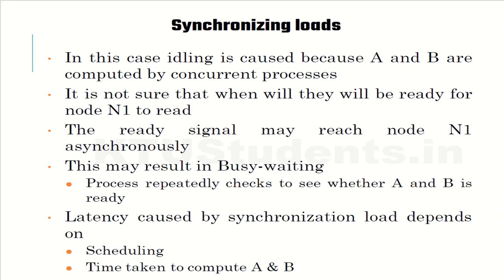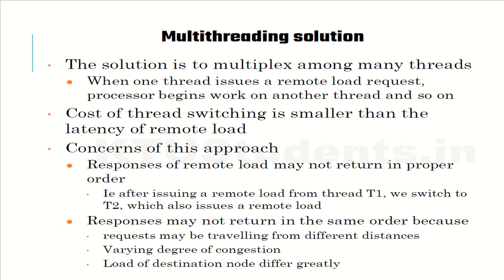Now let's talk about the solution. The first solution proposed was multi-threading. As we know, the solution is to multiplex among many threads, which means when one thread is issuing a remote load request, the processor understands that this is a remote load, it may take time, so I can switch to another thread. So when one thread is issuing a remote load request, the processor begins to work on another thread and so on. The cost of the thread switching is smaller than the latency of remote load.